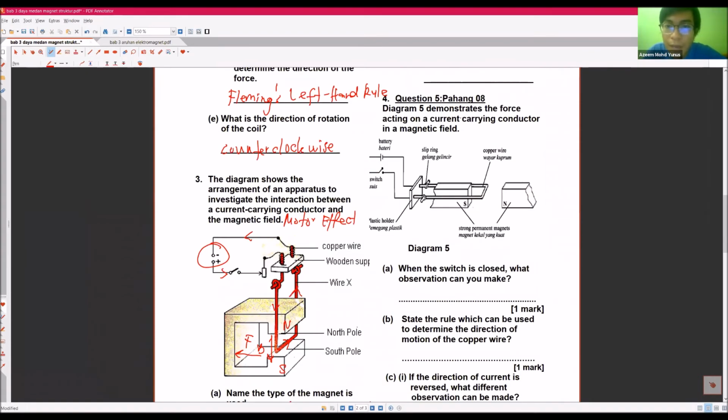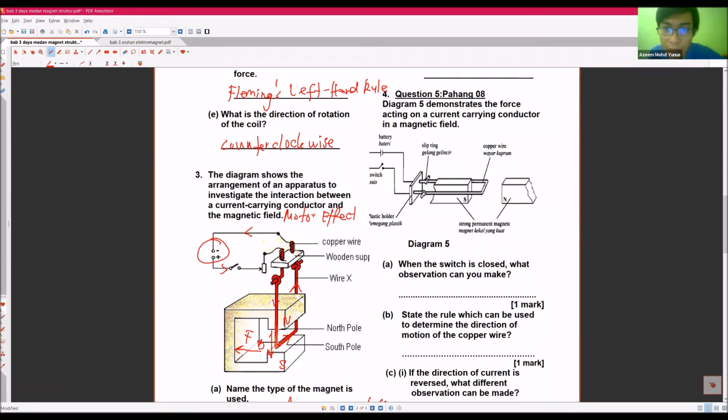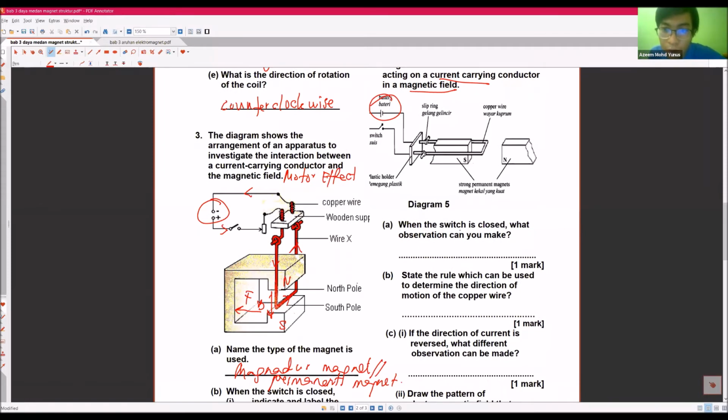Okay. Diagram 5 demonstrates the force acting on a current carrying conductor in a magnetic field. Again, this is motor effect, and we can also see that we have a battery. When the switch is closed, we need to draw the current. So positive over here, let's say this is connected, so this is the positive, this is the negative. So the current will flow like this, into the page. This is north to south.